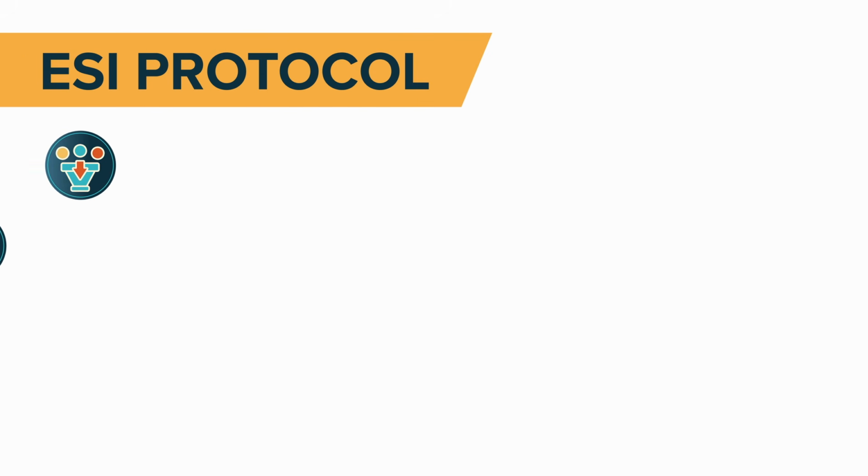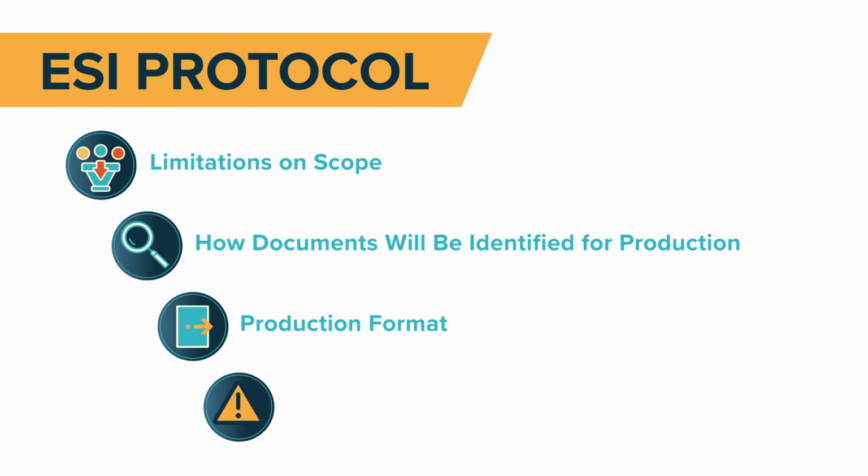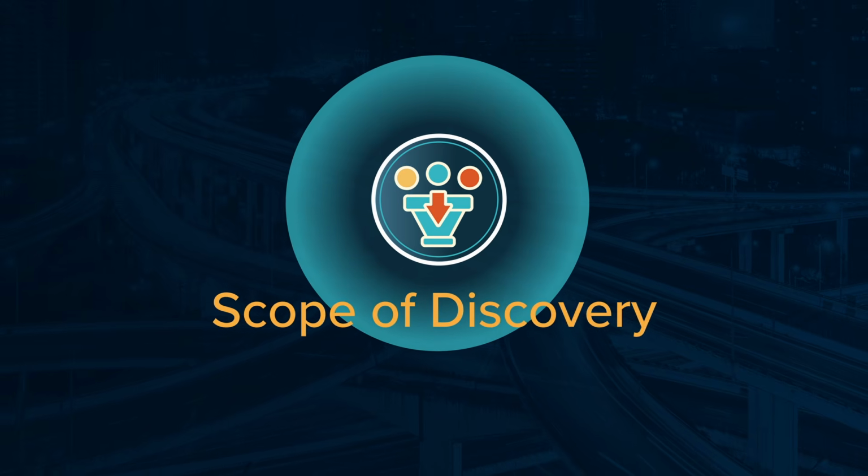That said, there are 4 basic categories of agreements that should be included in a standard ESI protocol. We will discuss each of these separately. The first portion of an ESI protocol should include agreements on the scope of discovery.